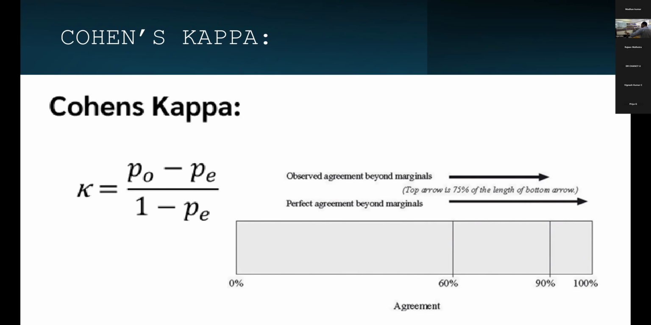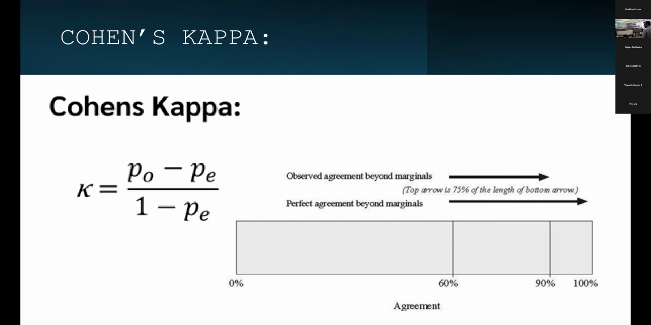So if you actually do that, you're saying that the difference between the observed and the estimated, versus perfect and the estimate, that fraction is what is actually kappa. Okay, so just by looking at that arrow, you can tell what the kappa is. It's 75% because the upper arrow is 75%.